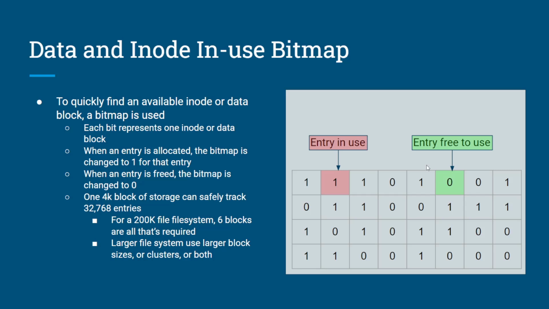So within one 4 kilobyte storage, we can safely track 32,000 entries, which means for a file system with 200,000 files, all we need is 6 blocks or 24 kilobytes to keep track of which particular inodes are allocated and which ones are not. Of course, when it comes to data blocks, this becomes very, very difficult and unwieldy to work with, which is why we cluster inodes and data blocks so that we can have a limited number of bitmaps for a particular set of data blocks.